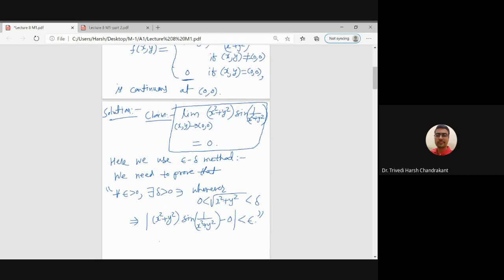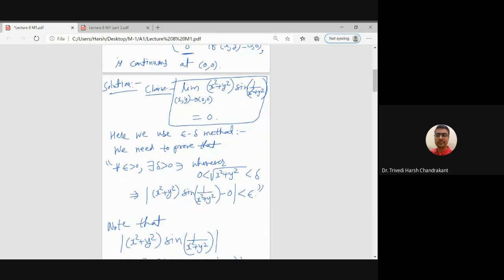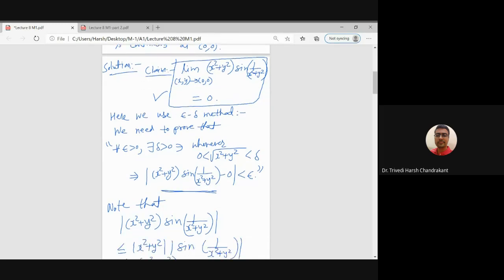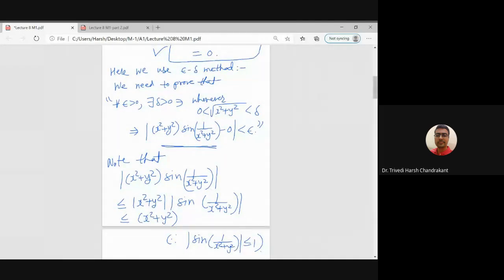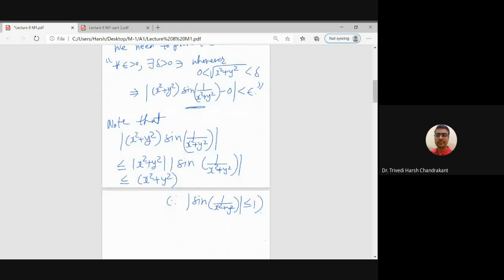Now to check this limit, essentially we are showing that the epsilon delta definition is satisfied. So basically we want to prove this criteria to show that this limit exists. And therefore, as in the last lecture, we start with the modulus of this function, which we want to show is less than epsilon. So the modulus is less than or equal to x square plus y square, which we have already observed here, using that the modulus of the sine function is less than or equal to 1.